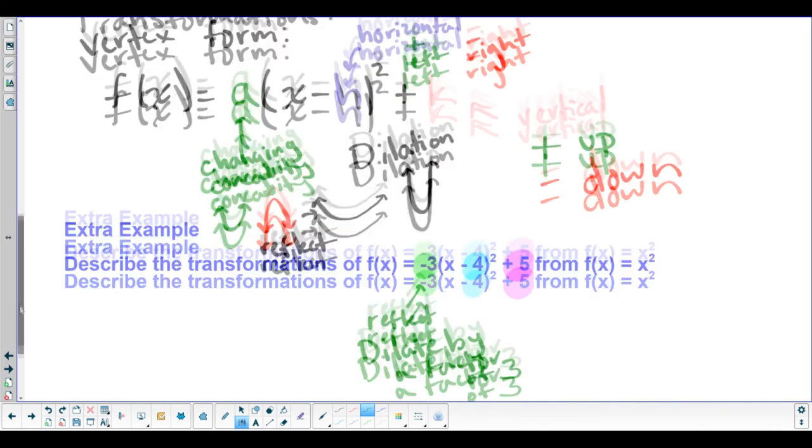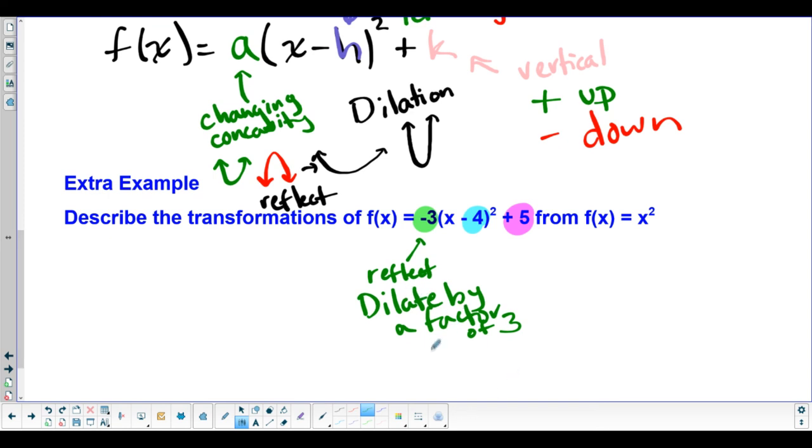That's going to make it more skinny, which means you're going to grow at a faster rate. And so maybe a better word to use instead of dilate is compress. If you multiply by a number bigger than one, you're compressing it, making it more narrow, like we saw in the transformation packet. If you multiply by a fraction, it's going to make it wider. But dilate is just the general word we use in math.